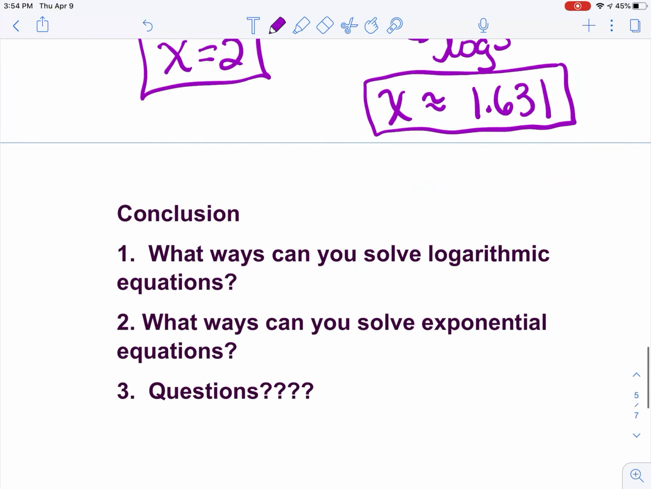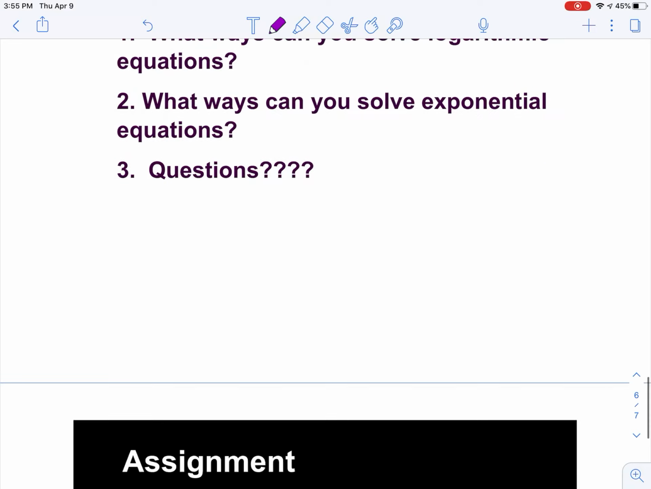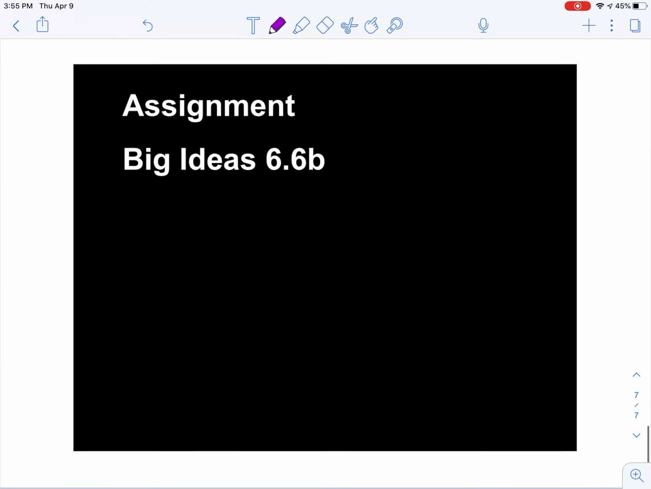Any questions? All right, so what ways can you solve logarithmic equations? You can change them to exponential. If they have logs on each side, you get rid of those logs, set it equal. You might have to condense one side. There's so many ways. Please look at this video. Make sure you're writing down notes.